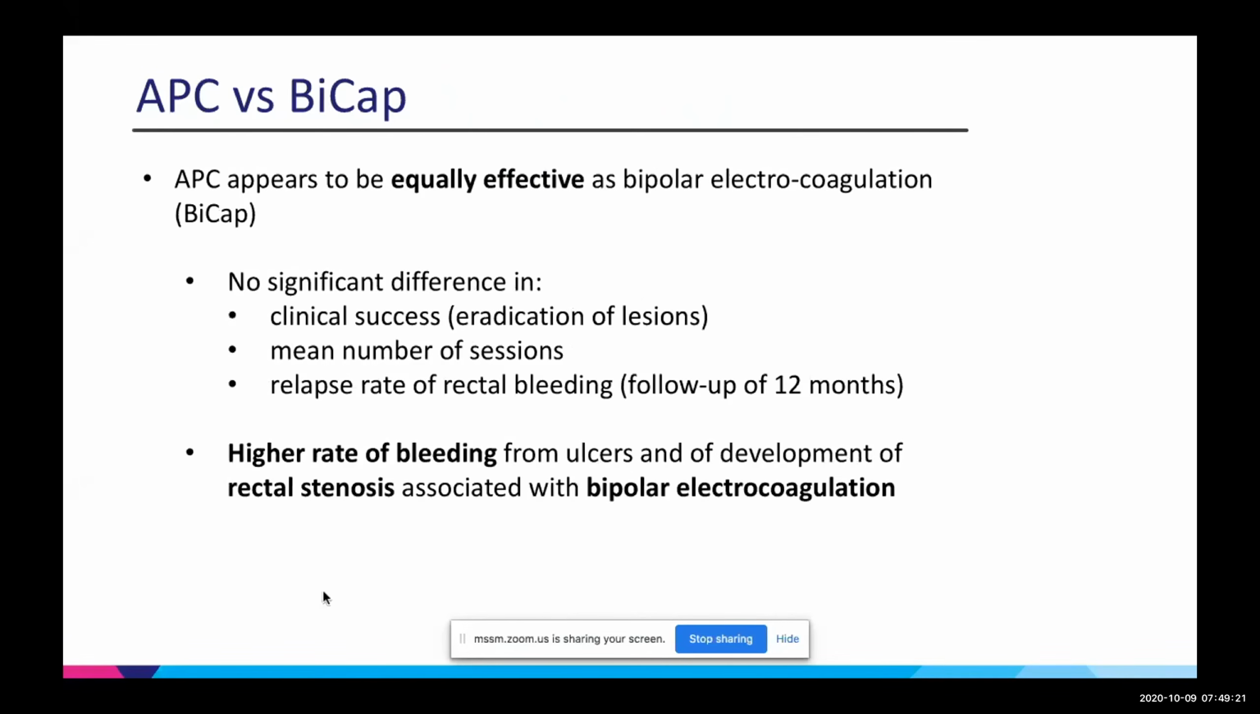One study directly compared APC to BiCAP for the treatment of radiation proctopathy and found it to be equally effective. The randomized study involved 30 patients with recurrent rectal bleeding and found no significant differences in clinical success, which they defined as the eradication of all telangiectasias, no significant difference in mean number of sessions needed for eradication, and no significant difference in relapse rate of rectal bleeding during an average follow-up period of 12 months. However, a higher rate of bleeding from ulcers was noted with BiCAP as compared with APC.